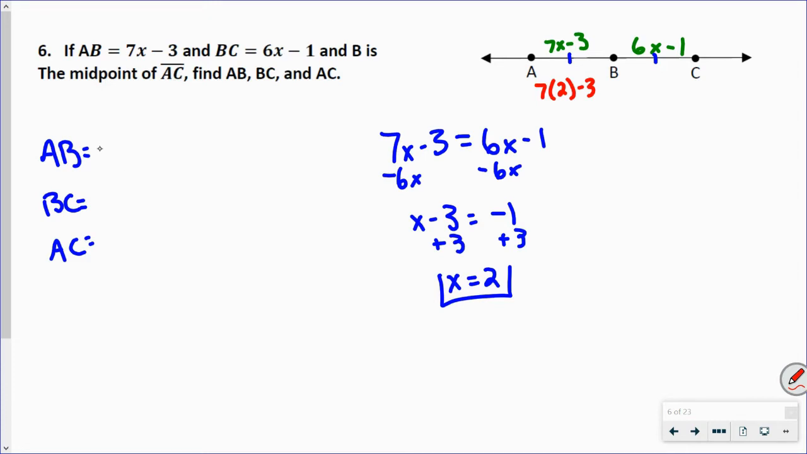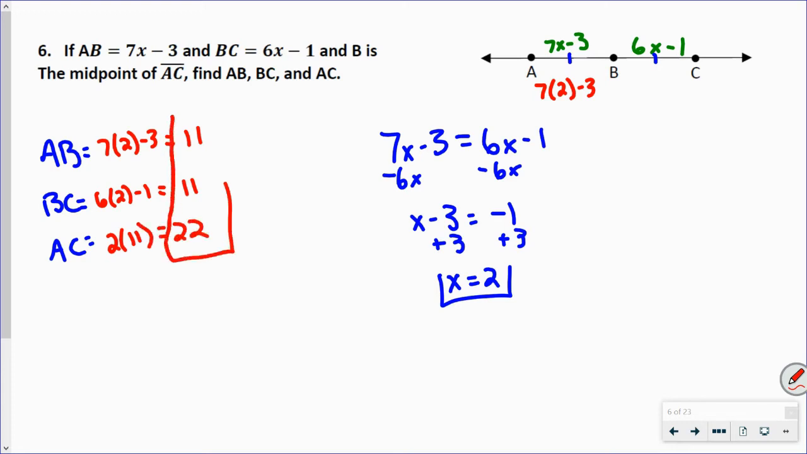And you can actually write that over here if you want to show your work. So we get 11 here. If you want to show this work here, you can. 12 minus 1 is also 11, so you get 11, 11. And AC is 22. It's 2 times 11, or 11 plus 11. So these are your answers right here, okay? The important thing on this one was that it was a midpoint.